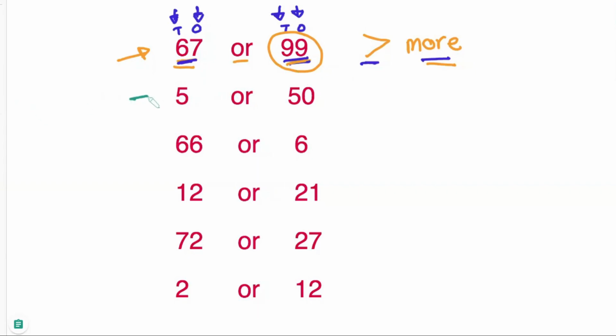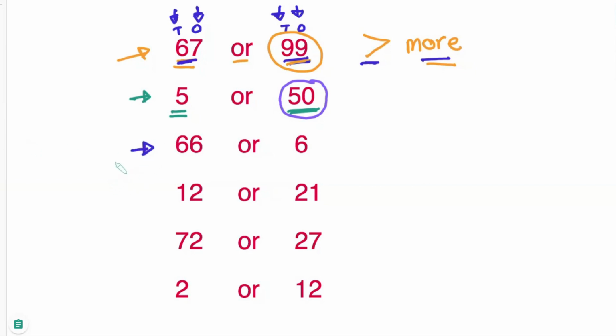Let's move to the second one. Which number is bigger, 5 or 50? Well, with number 50, we can see that there are two digits. And with number 5, how many digits do we have here? We have one digit. So we already know that 50 is bigger or larger than 5 because 50 has two digits and 5 only has one. So we're going to circle 50 because we know that 50 is more.